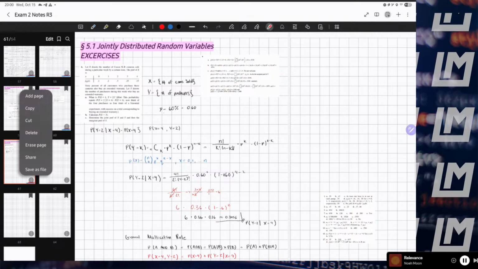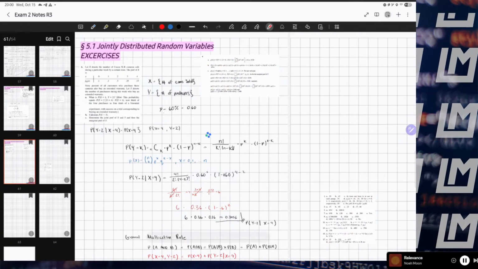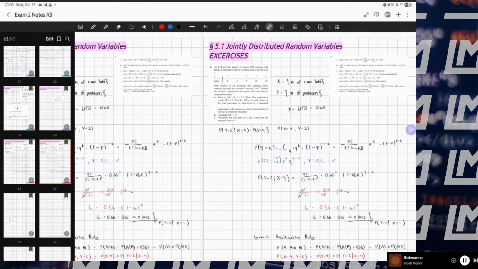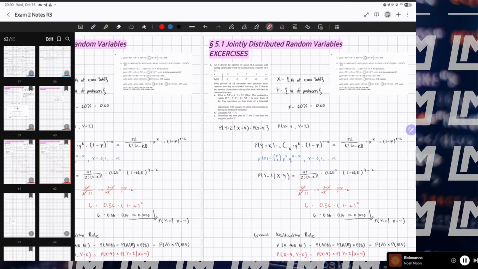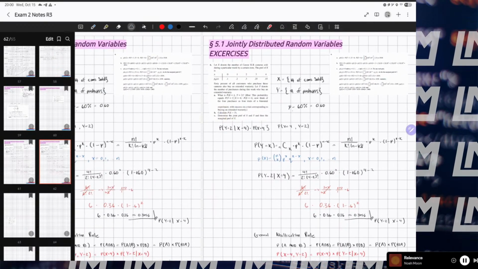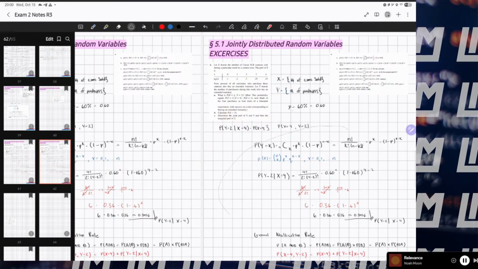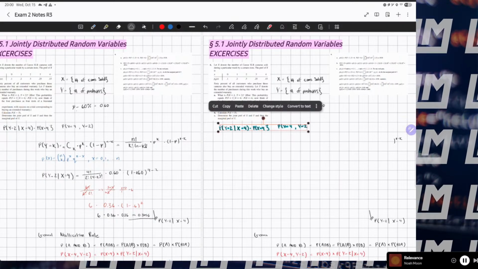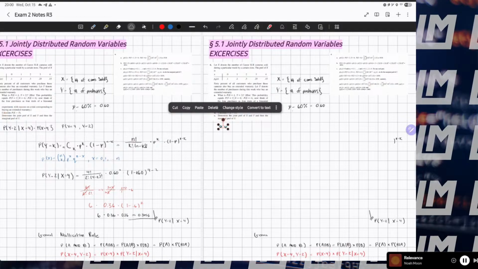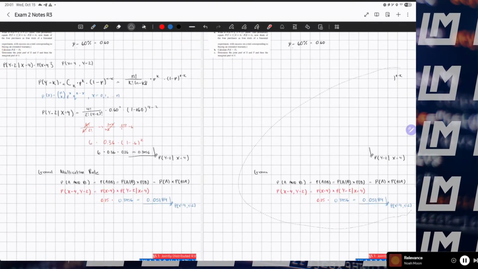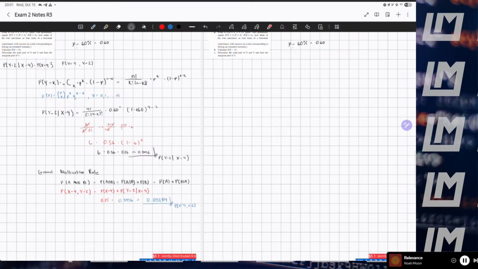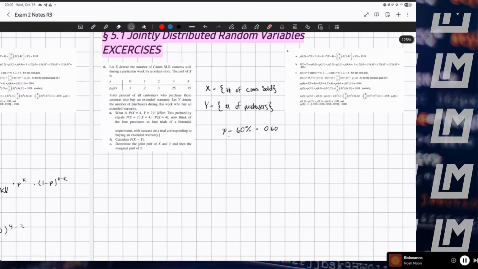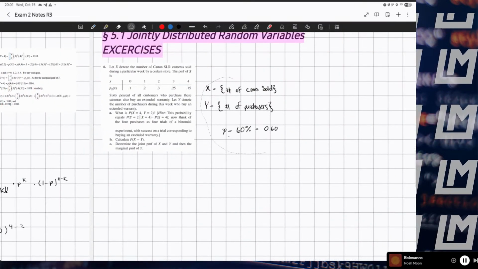So I'm going to duplicate this page so I can work on the other part of it. Copy, paste. All right. I'm going to hide this portion too because we don't need this right here. We can just look on the other sheet.